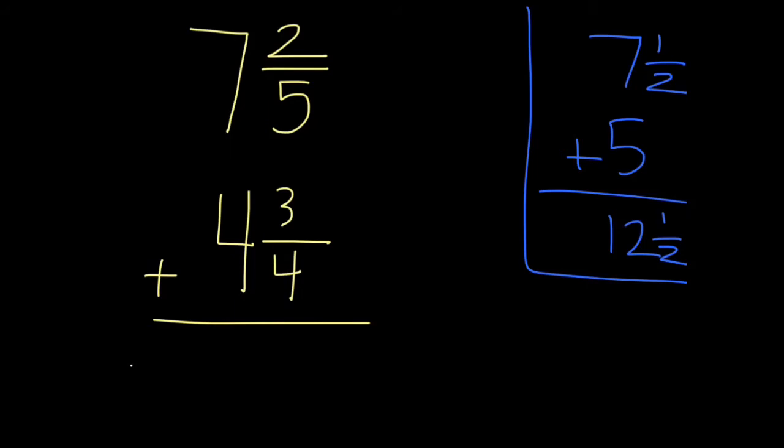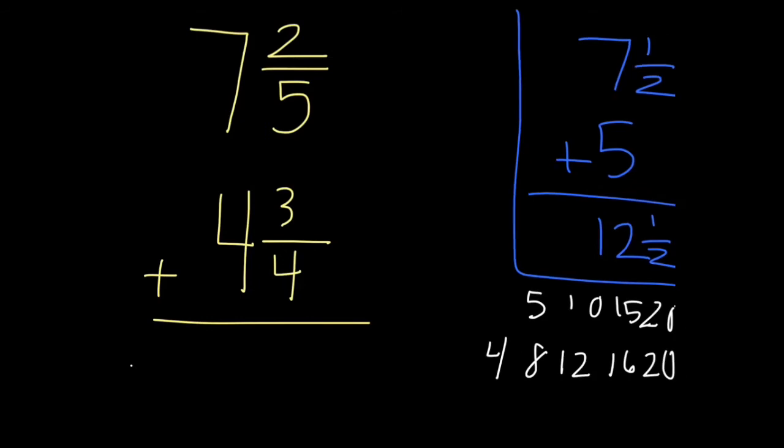Now, the next thing I have to do is realize that my denominators are unlike, so I need to find a like denominator. I'm going to start by doing my 5s. 5, 10, 15, 20. I'm going to stop there because I'm running out of room. And I'm going to do my 4s. 4, 8, 12, 16, 20. Okay, 20 is my number.